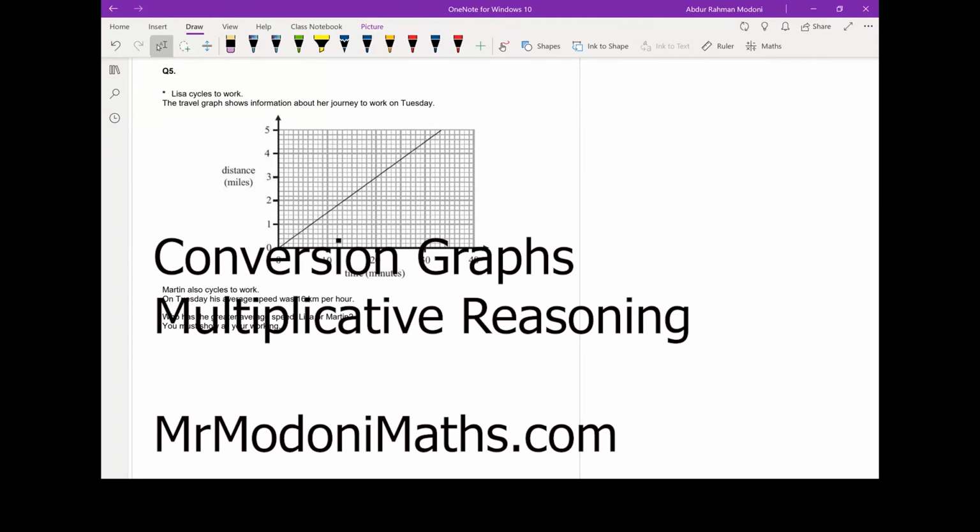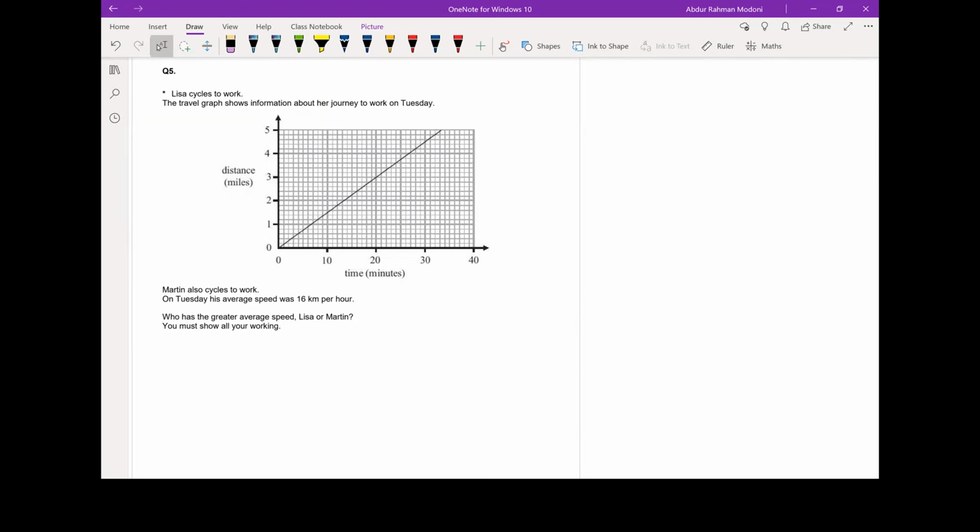Lisa cycles to work. This travel graph shows information about her journey to work on Tuesday. So we've got distance along the left-hand side and time along the bottom, and there's a line. If I look at 10 minutes, I can cover roughly 1.4 or 1.5 miles. Or if I look at 20 minutes, I can cover 3 miles in 20 minutes. That's a good one because it's an exact number. So that's kind of what the graph is.